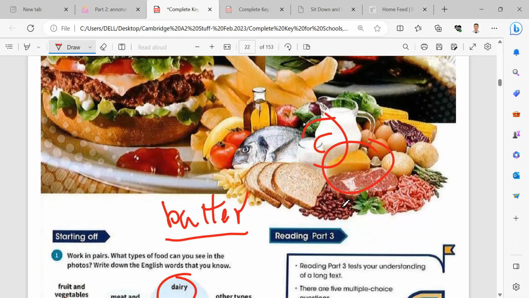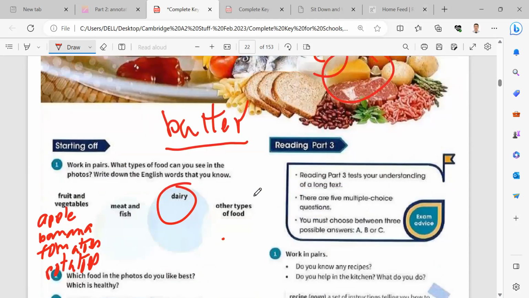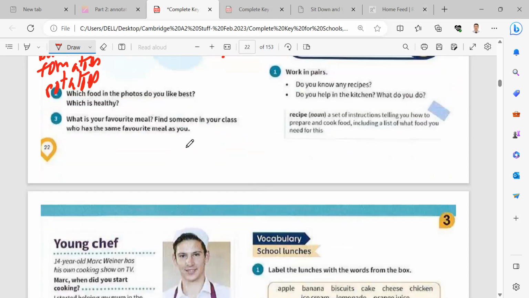Picture C shows different types of healthy food, especially fish or seafood, different types of fish and meat, eggs, and different types of fruit and vegetables. I think it may include all the types of vitamins, all what you need to be healthy and strong enough. Yes, Nawaf, very good.